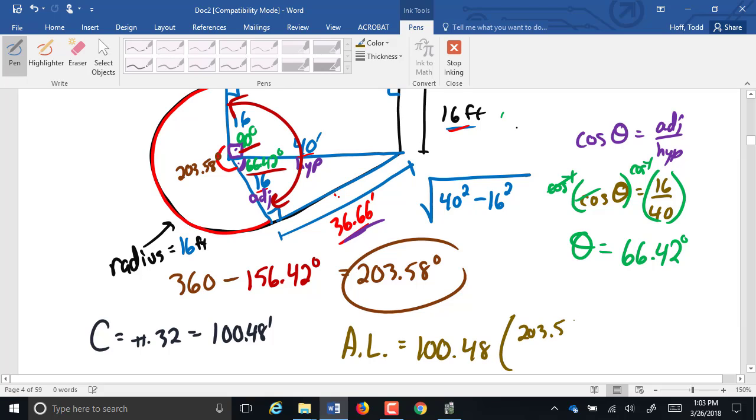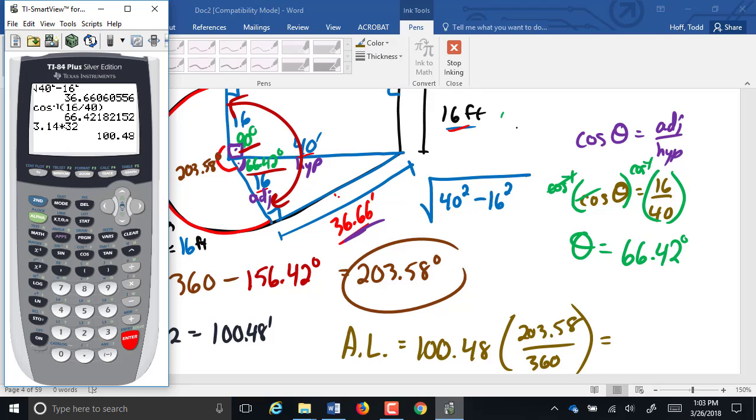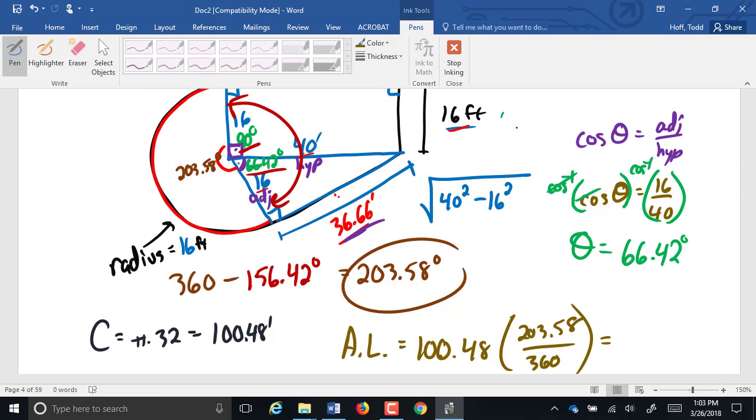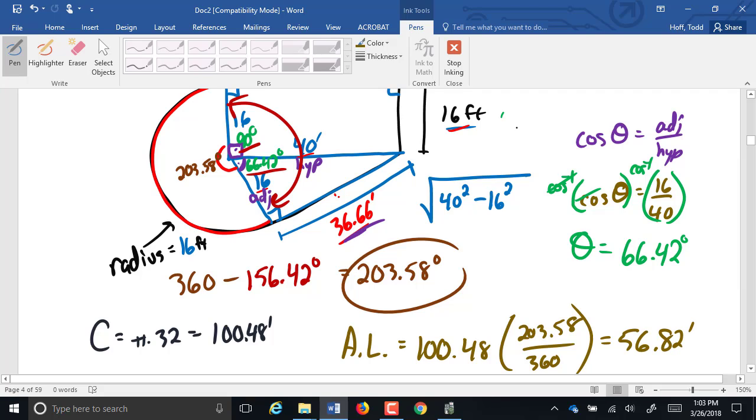There you go. And you could set it up as a proportion and cross multiply. I'm just going to multiply the 100.48 times the ratio of that degrees. It's 203.58 out of 360. So times 203.58 divided by 360 is 56.82 feet.